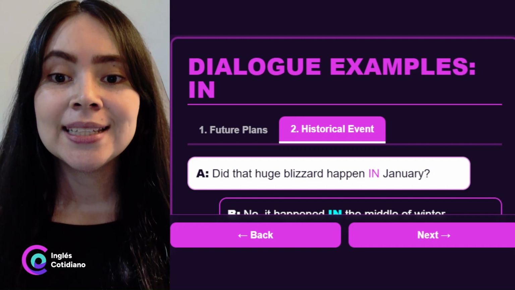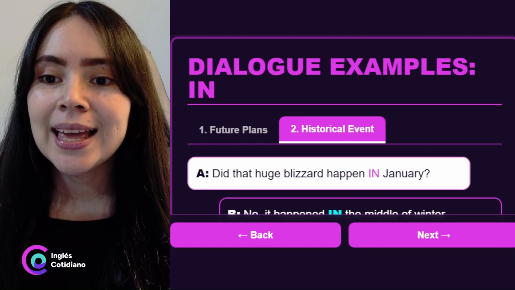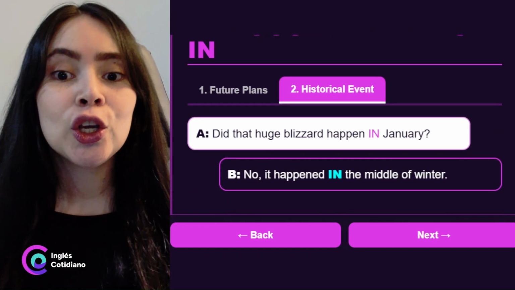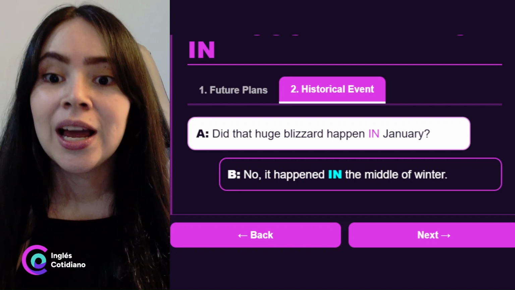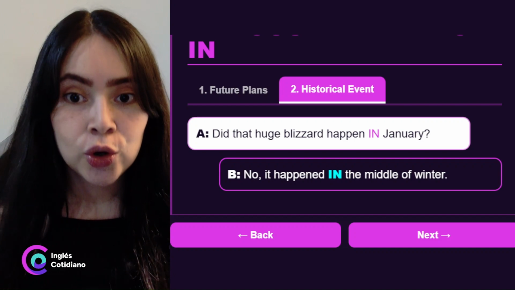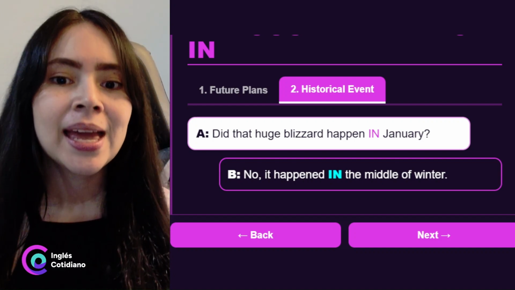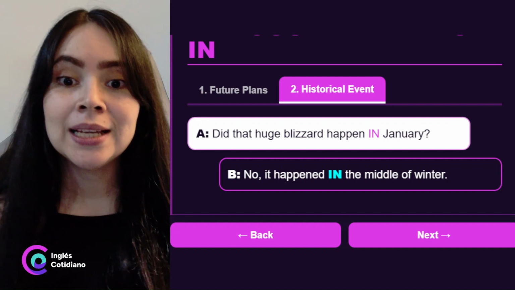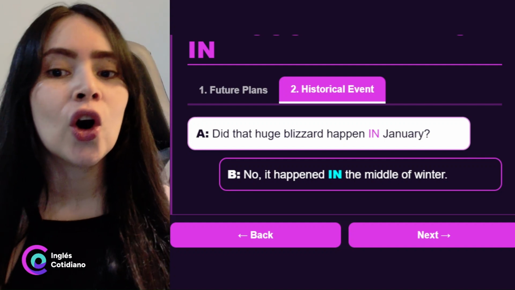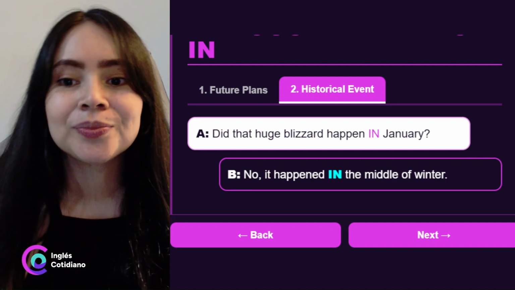The second example is a historical event. Person A says, did that huge blizzard happen in January? And person B says, no, it happened in the middle of winter.